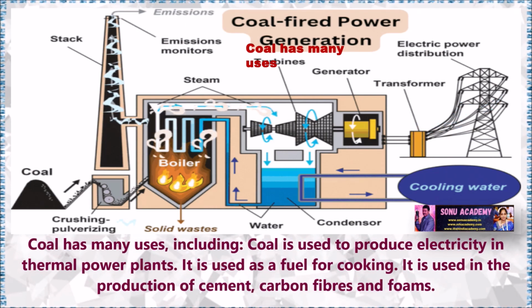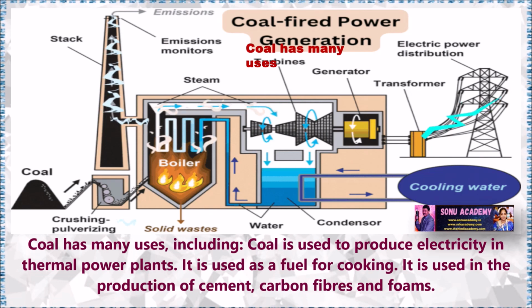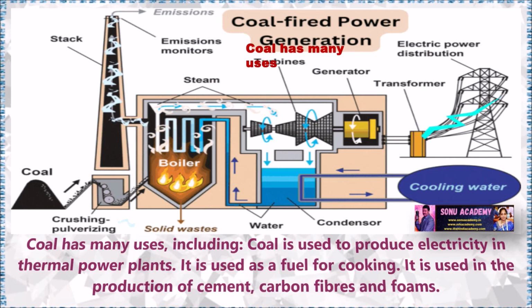Children, let us discuss the uses of coal. Coal has many uses, including to produce electricity in thermal power plants. It is used as a fuel for cooking. It is used in the production of cement, carbon fibres and fibres. Let us discuss a few types of uses of coal.